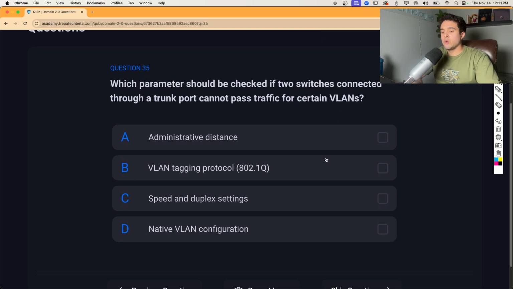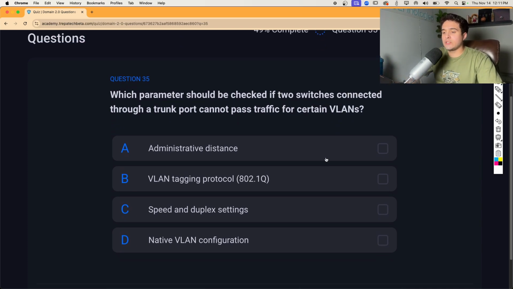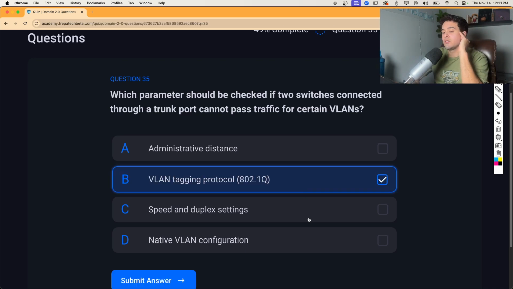Question 35. Bridge parameters should be checked if 2 switches connected through a trunk port cannot pass traffic for certain VLANs. Okay, so automatically I'm thinking, are we pruning the VLANs? Are we not letting them across the trunk? It's not going to be A. It has nothing to do with it. Speed and duplex settings, that would just be basic. Like, we don't have connectivity. It wouldn't have anything to do with VLANs. We just wouldn't have connectivity. It would be intermittent if those are messed up. The native VLAN, if it's different between the two, yeah, we'll get errors, but traffic could still pass for other VLANs. I'm going to go with B here.